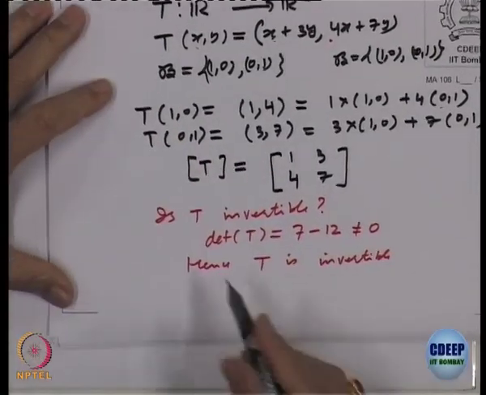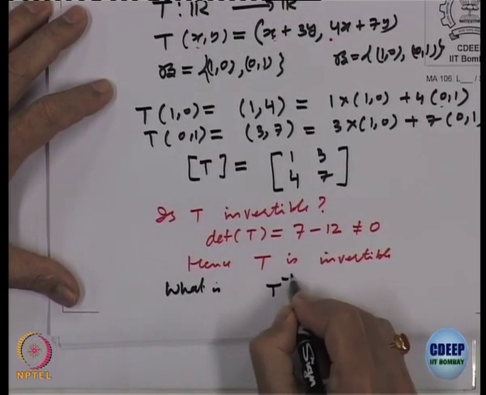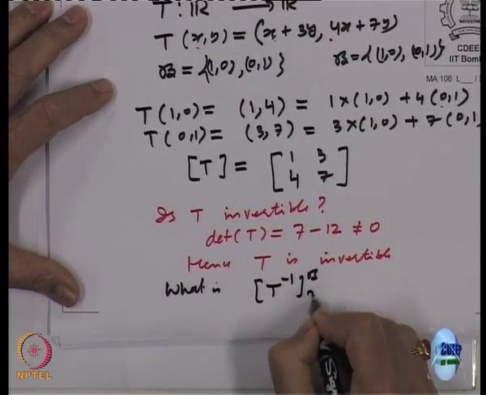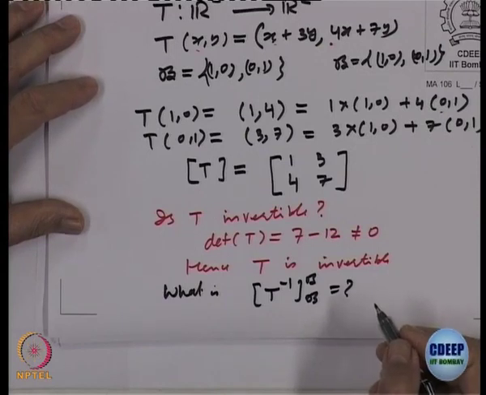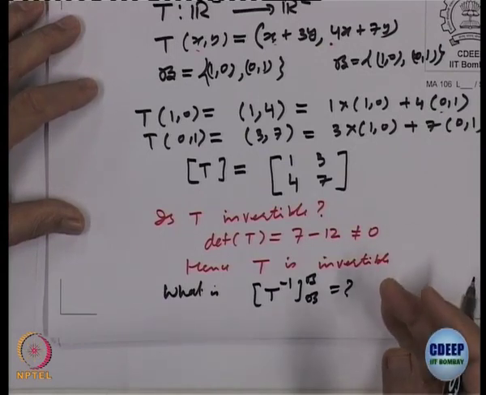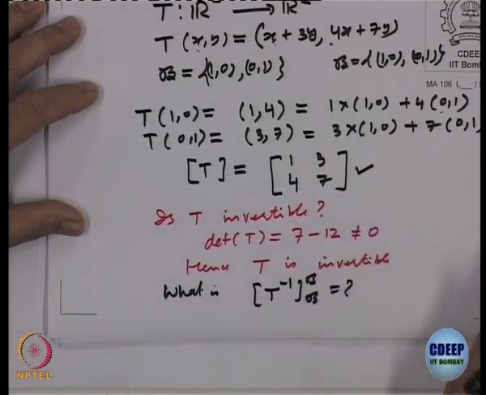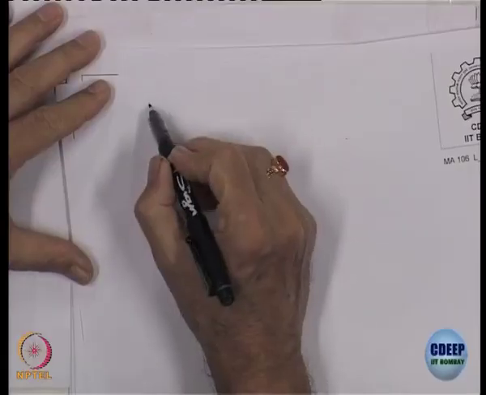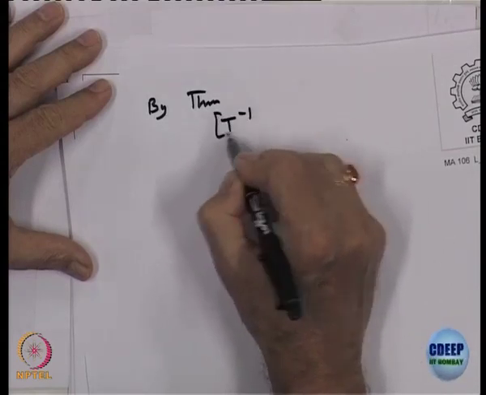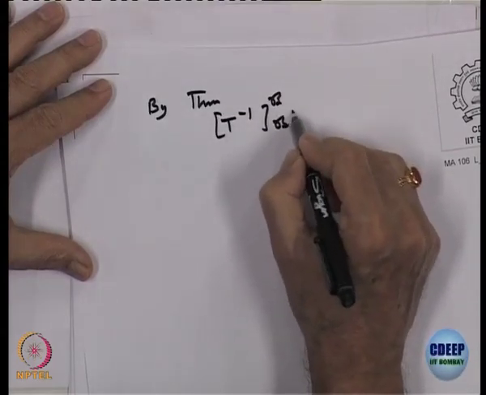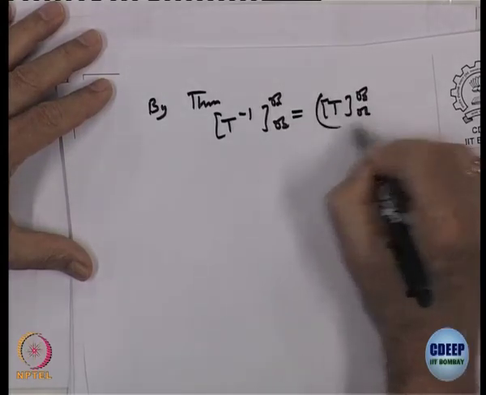If T is invertible, what is the matrix of T inverse? I want to find the matrix of the inverse linear transformation. What will that be? By that theorem, it is the inverse of this matrix. So, let us write that. By the theorem, the matrix of T inverse is equal to, look at the matrix of T and find its inverse.